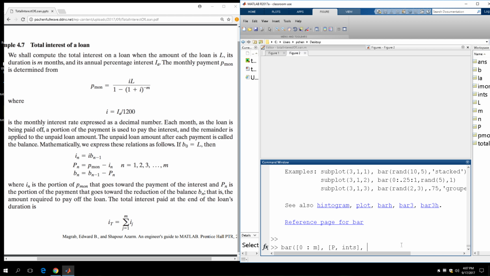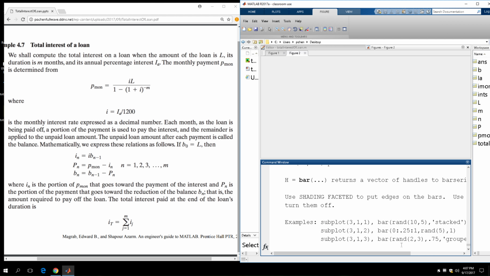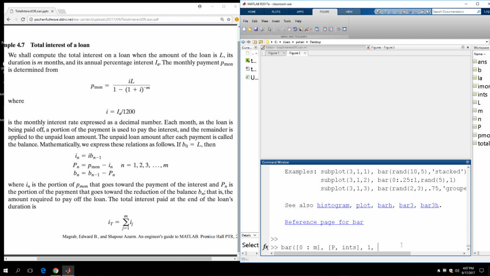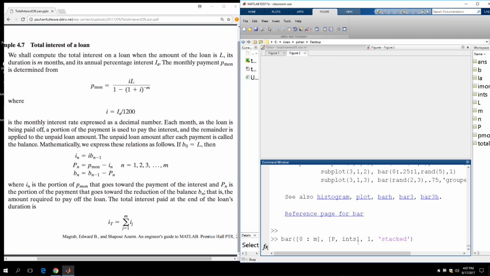And then let's give the width of the bars as 1. That means the bars are going to fill up the gaps between all the bars, so there are no gaps between bars. We're going to make this plot in a continuous way, basically. And then stacked. Stacked means the interest is going to be plotted on top of the principal for every month. Let's look at what the effect is going to be.